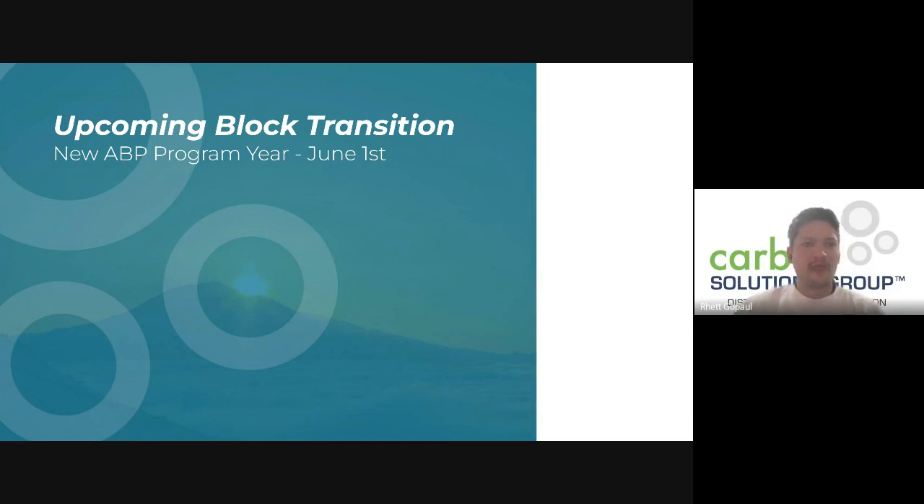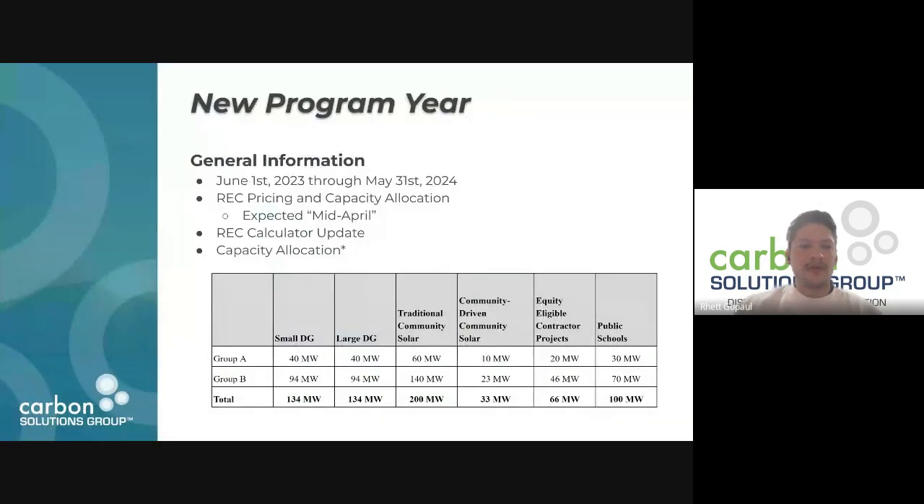For the upcoming block transition, we wanted to cover a couple of different topics. One, the general structure. Two, the disclosure form refresh. Three, the REC pricing update, our REC calculator, and then the capacity allocation for the new energy year. So the general structure to expect moving forward is the energy year will refresh every June 1st and run through May 31st of the next year.